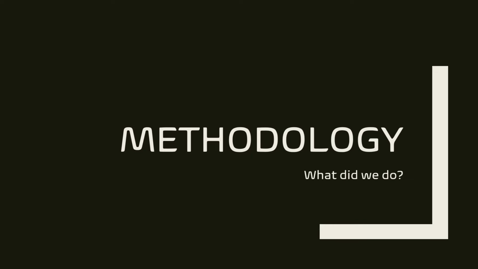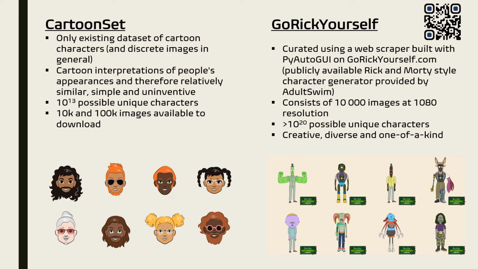So, what did we do? The only existing discrete image dataset is the cartoon set by Google. The issue with this dataset is that the cartoons are simply interpretations of people's faces and is therefore uninventive. A new dataset was curated using a web scraper built with PyAutoGUI on the Go Wreck Yourself Rick and Morty style character generator system. This dataset consists of only 10,000 images, but there are more than 10 to the power of 20 possible unique combinations of all the available features. This dataset is creative, diverse, and the first of its kind.